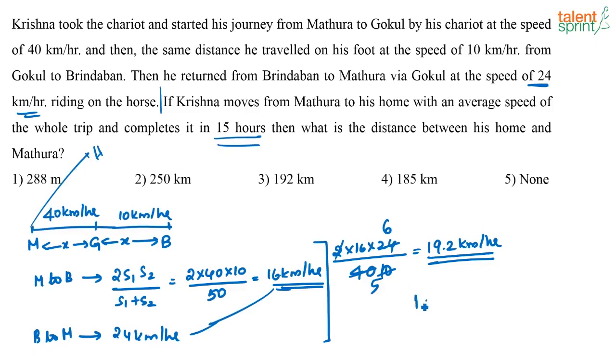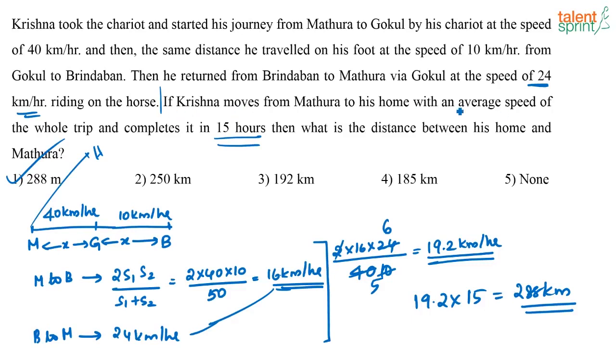That is nothing but the speed into the time for which he travels. So if you solve this, you will get the answer as 288 kilometers. Yes, all of you are getting that? I think that's the correct answer as well, 288. Is it clear? So 288 is your right answer.